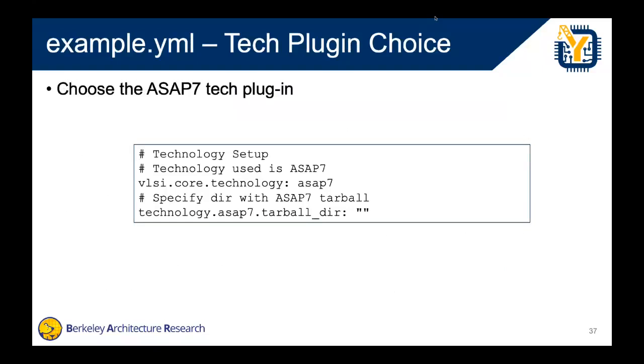So looking at what your example.yml might look like to select your ASAP7 technology, it's pretty straightforward, pointing it to ASAP7. This assumes that there is a folder called ASAP7 in one of your paths, and then you'd have to specify where you've downloaded the ASAP7 tarball to. Then Hammer will automatically extract it, put it in all the right places, and be able to use it.